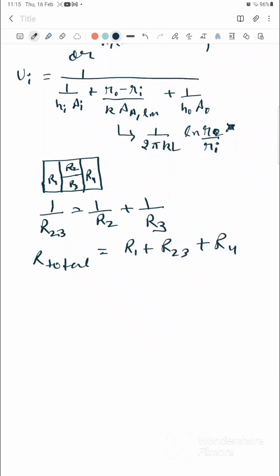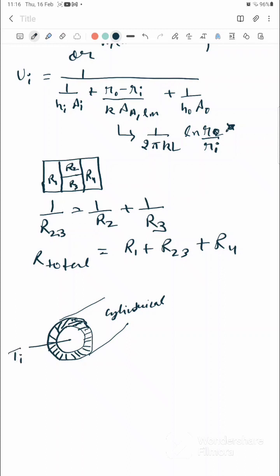If we look at it, if an insulation is there, is cylindrical, okay, Ti, Ts and this is surrounding temperature. So it's a pipe, cylindrical pipe, okay.